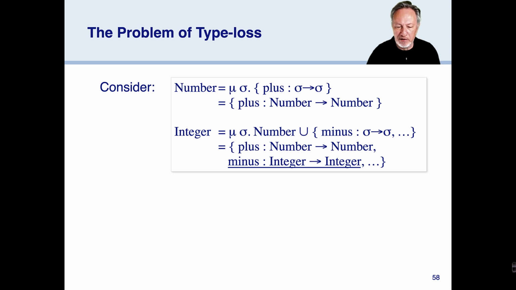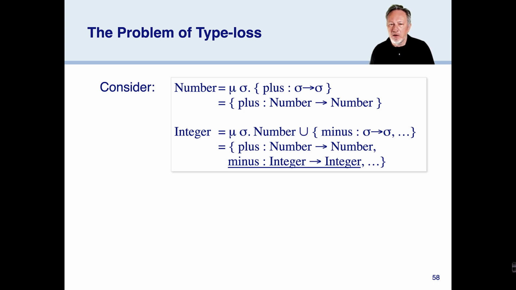Let's look at a slightly different example. So back to numbers. Here we have a number class which has a bunch of operators, and particularly it has a plus operator from numbers to numbers. And that's recursively bound. So number is mu of sigma, and plus will take a sigma and give us a sigma. So we can add this, and because it's recursively bound, that's the same as number. Okay? And then integer is going to be a subclass, so we want to add some new stuff in. So we're going to add a minus operator, which also maps from sigma to sigma, and other things as well.